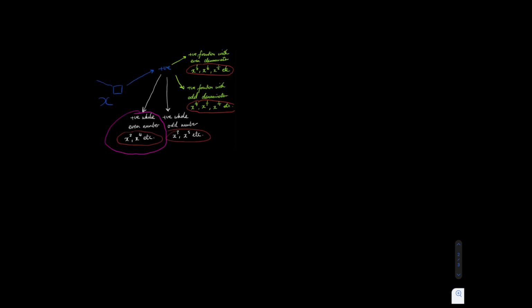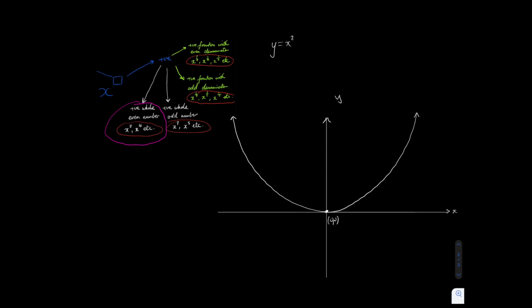Let's focus on a positive whole even number. So let's have a look at y equals x squared. The graph is that of a parabola, as you can see on your screen. Now the key points to note with basically all these graphs are when the x value is 1 and when the x value is negative 1.